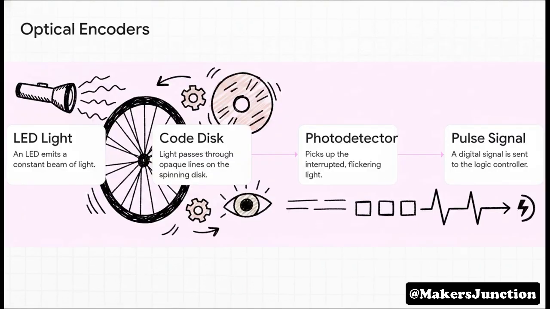Let's take the optical encoder, for example, to see how this actually works. Inside, an LED shines a beam of light through a rotating code disk. It's actually a lot like the spokes on a bike wheel, patterned with these opaque lines. As the shaft turns, those lines interrupt the light. Then a photodetector assembly catches that flicker, instantly translating that light-on, light-off action into a digital pulse signal. It's just ones and zeros that the controller can read in an absolute flash.